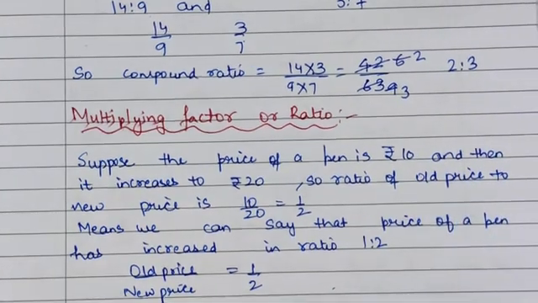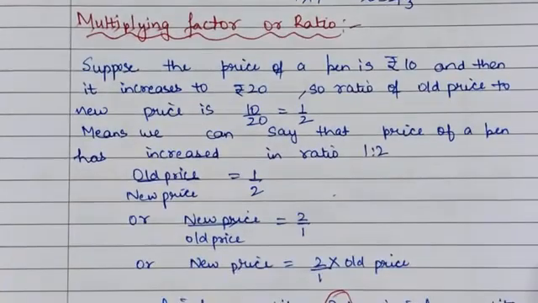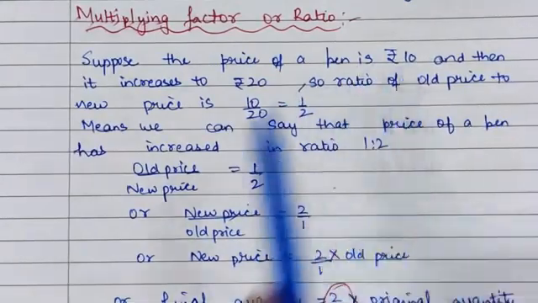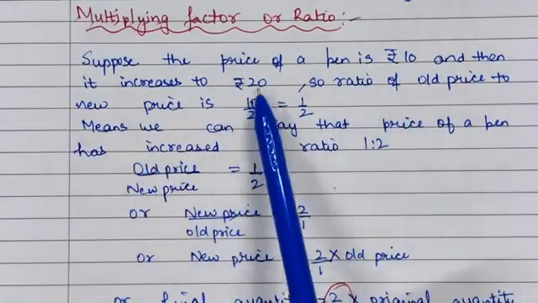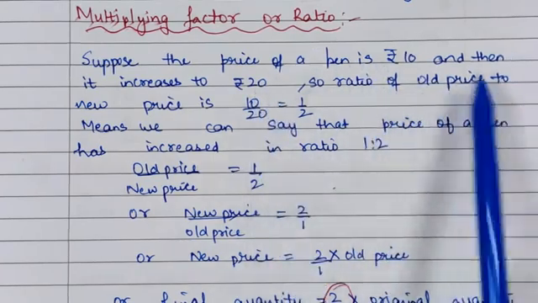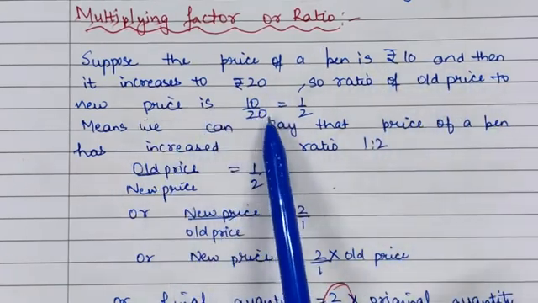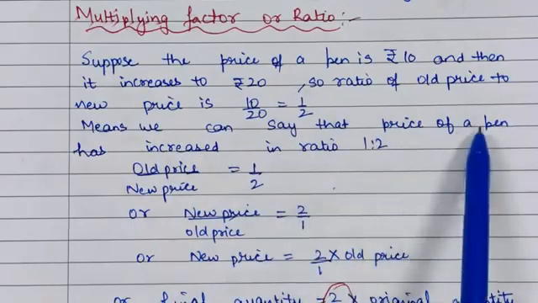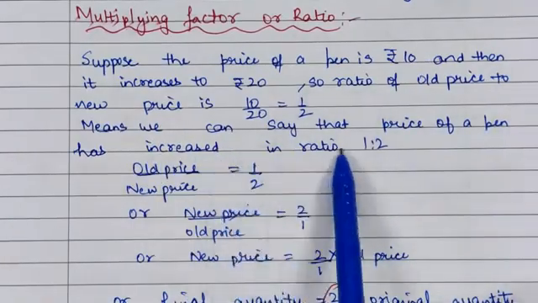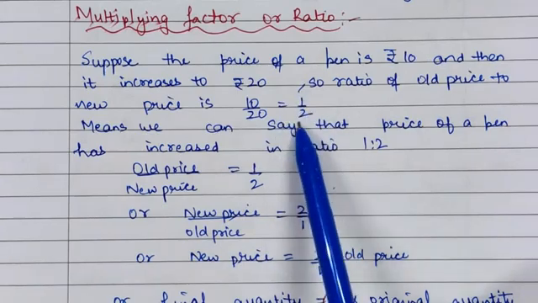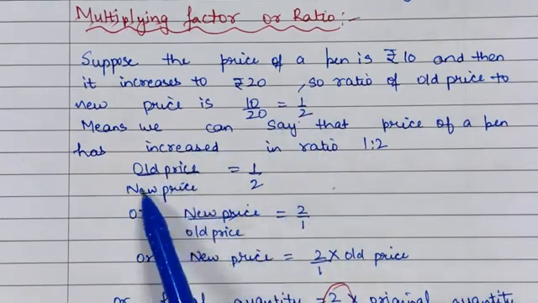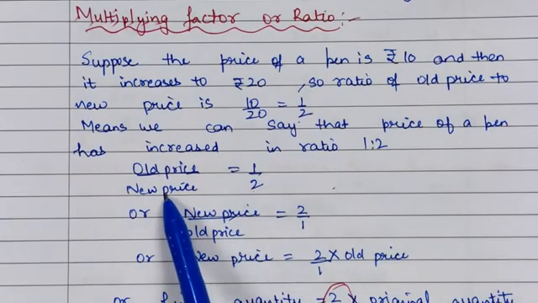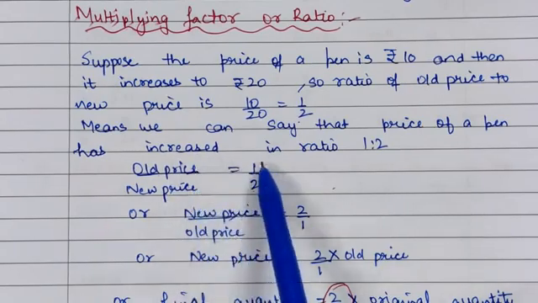Children, now the next topic is multiplying factor or multiplying ratio. Suppose the price of a pen is 10 rupees and then it increases to 20 rupees. So the ratio of old price to the new price is 10 upon 20, that is 1 upon 2. It means we can say that the price of a pen has increased in the ratio 1:2. As you can see, old price upon new price is equal to 1 upon 2. Or we can also say that new price upon old price is equal to 2 upon 1.